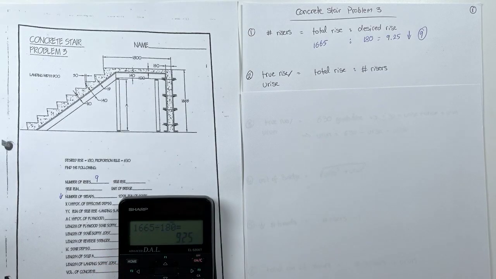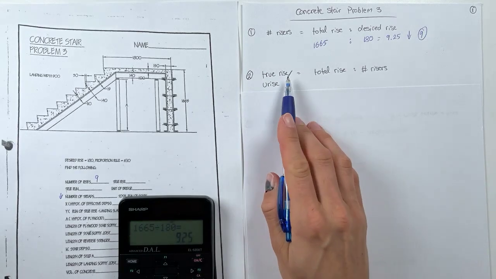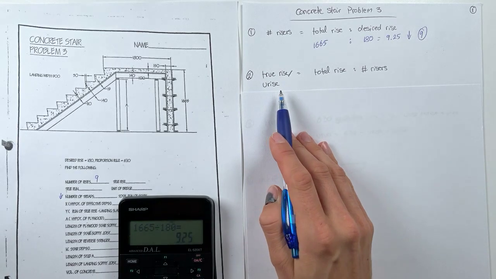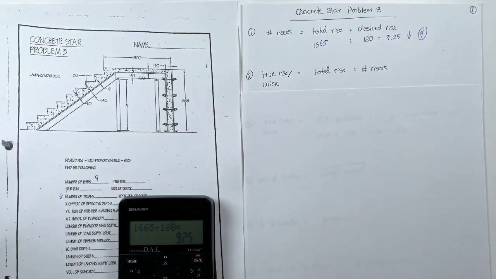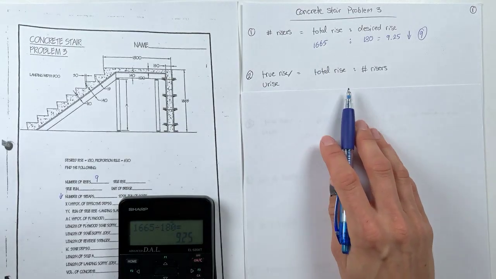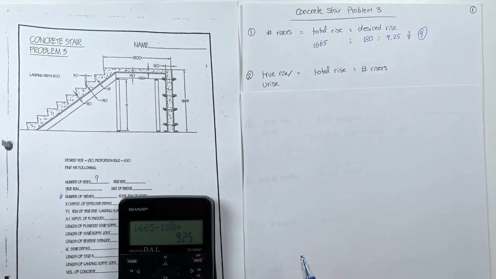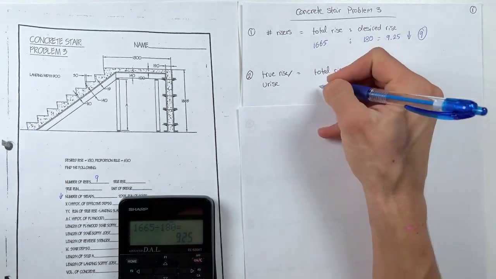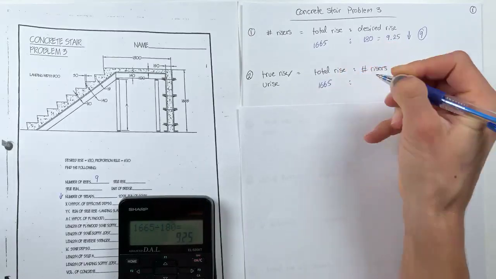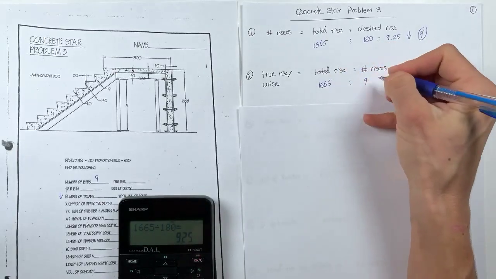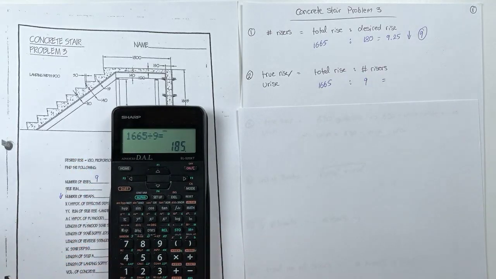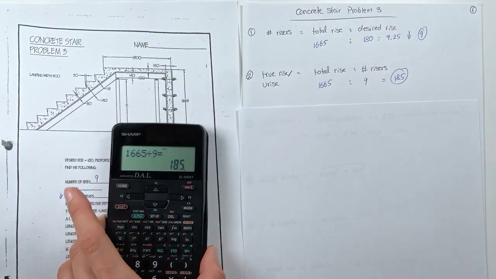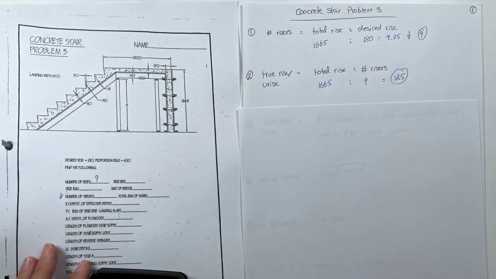Next, the true rise. And these terms are interchangeable, true rise or unit rise. Same thing. So the amount that each time you step up, you move up in space. So we take the total rise and we divide it by the number of risers that we have. Total rise is the same, 1665 divided by number of risers, just figured that out, 9. 1665 divided by 9, 185. So that is our unit rise. And the desired rise just means roughly in that ballpark.